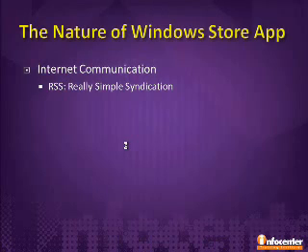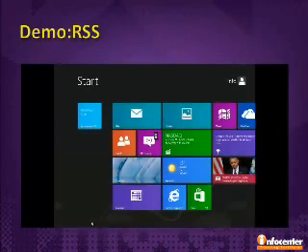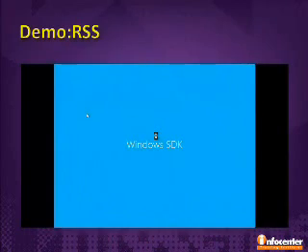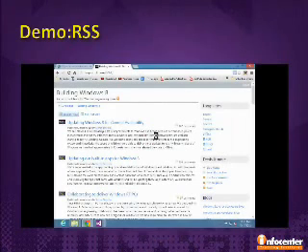In the Windows Store app, you still can communicate with the internet. One of these communication techniques is reading and accessing the site content using really simple syndication technique. We're going to see a demo and see how we can access the content of the website using RSS feature. We have a sample here. We're going to connect to blog.msdn.com and we're going to access the feed and display them one by one.